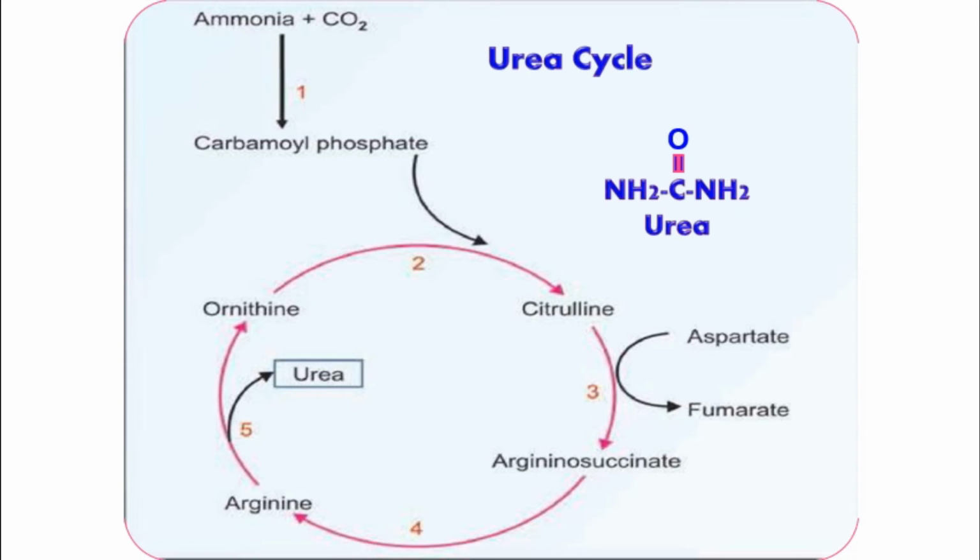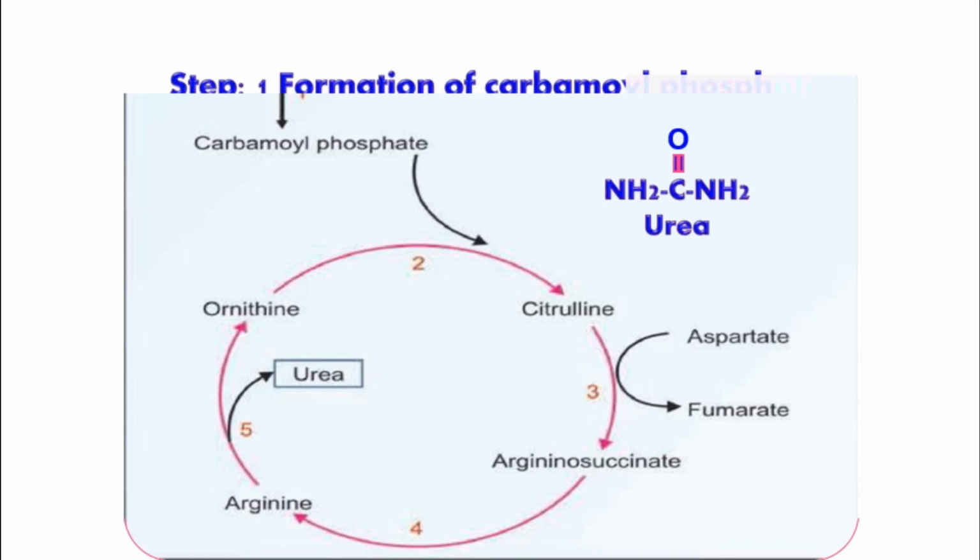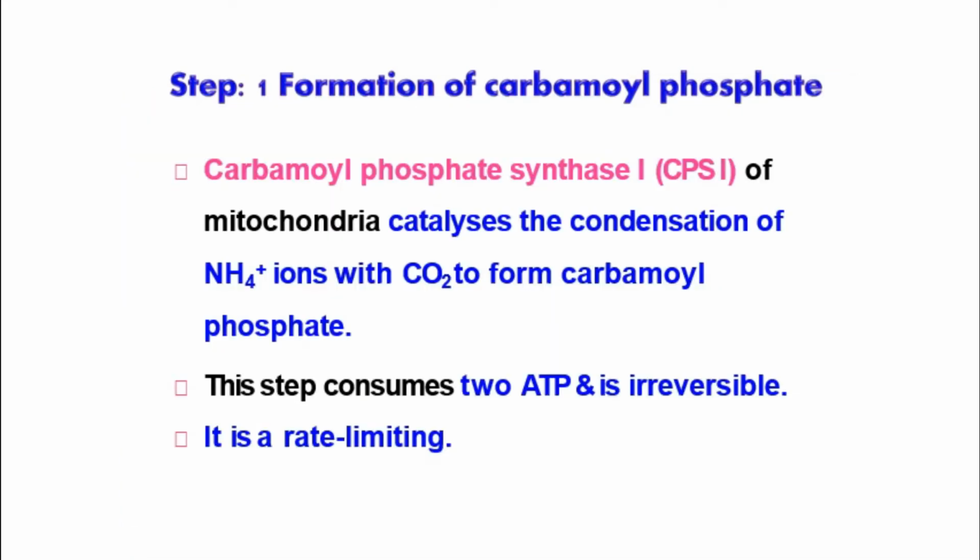Okay, one is from the ammonia, and the other is carbon dioxide; the carbon atom is provided by the carbon dioxide. And the second nitrogen is provided by the aspartic acid, basically. Okay, step 1. The first step is to form carbamoyl phosphate.